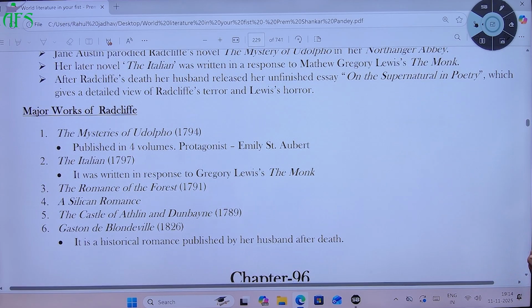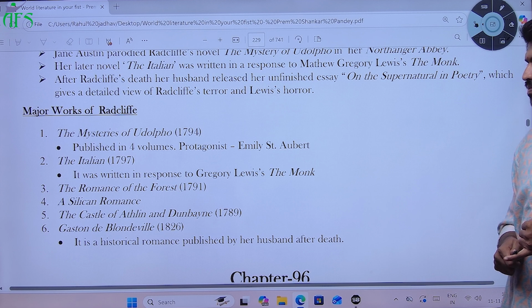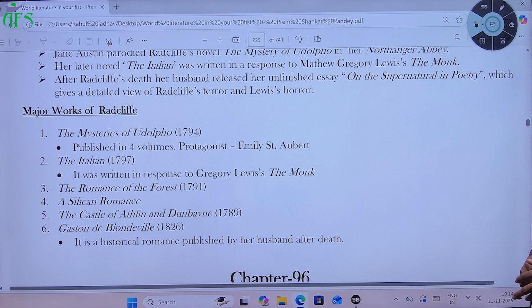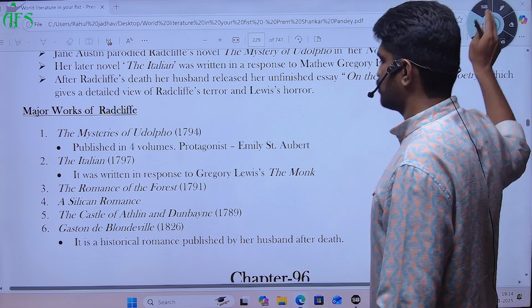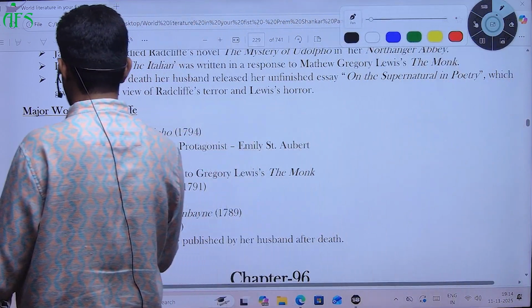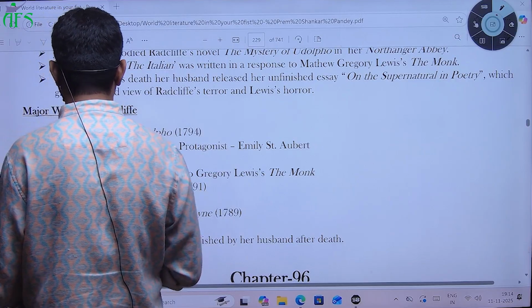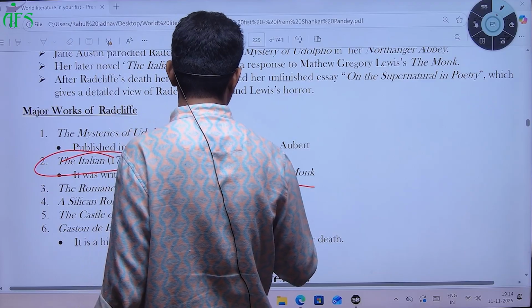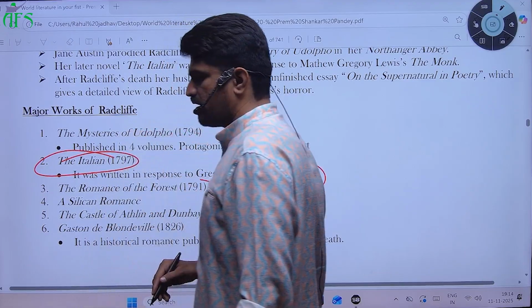The Mysteries of Udolpho, published in four volumes. Protagonist Emily St. Aubert. Then The Italian, written in response to Gregory Lewis's The Monk. So we may have a question asking that this Italian by Anne Radcliffe is written in response to whose novel. It is The Monk.